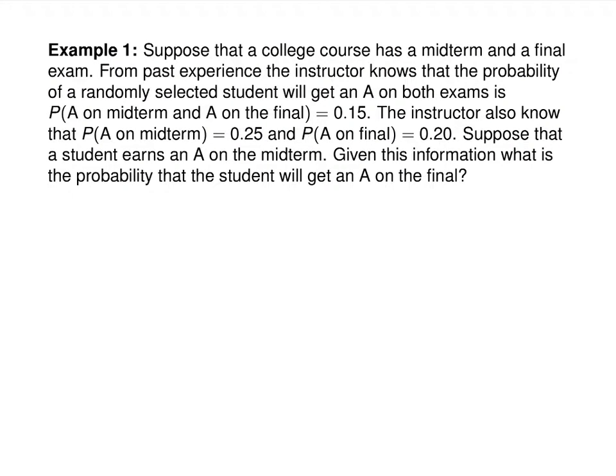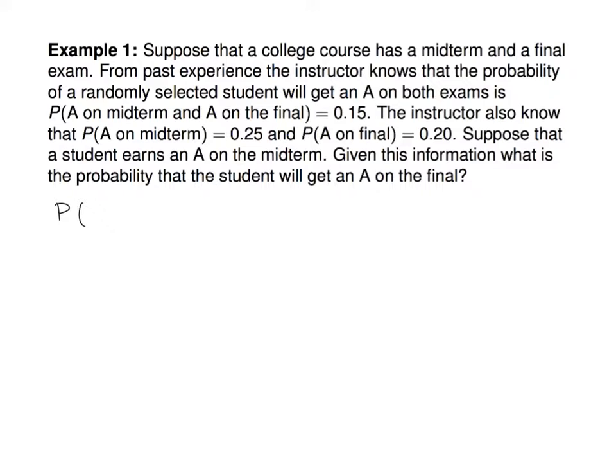So suppose that a college course has a midterm and a final. From past experience, the instructor knows that the probability a randomly selected student will get an A on both exams is 0.15. And the instructor also knows that the probability of an A on the midterm is 0.25, and an A on the final is 0.20. So suppose the student earns an A on the midterm. Given this information, what is the probability of getting an A on the final? You know that students who get A's on midterms are more likely than the average student to get an A on the final, right? Okay.